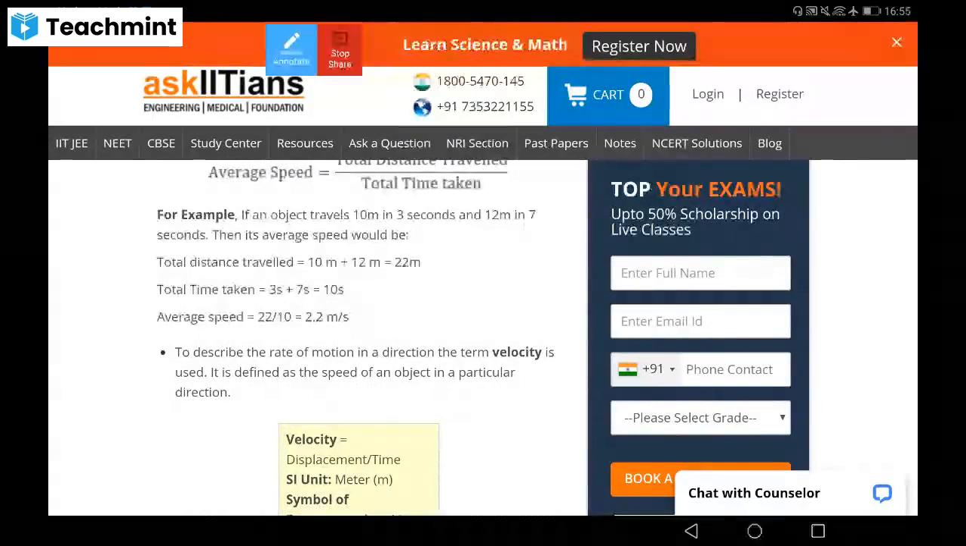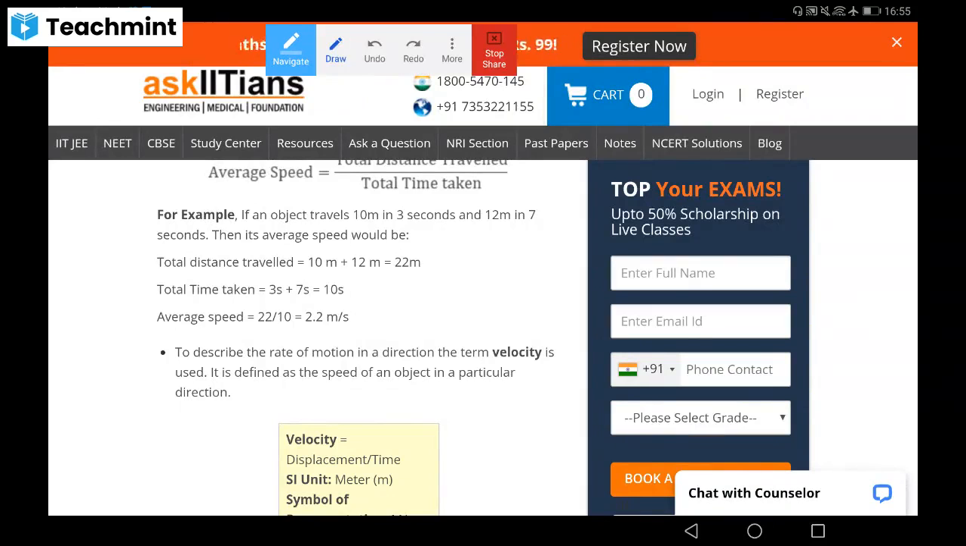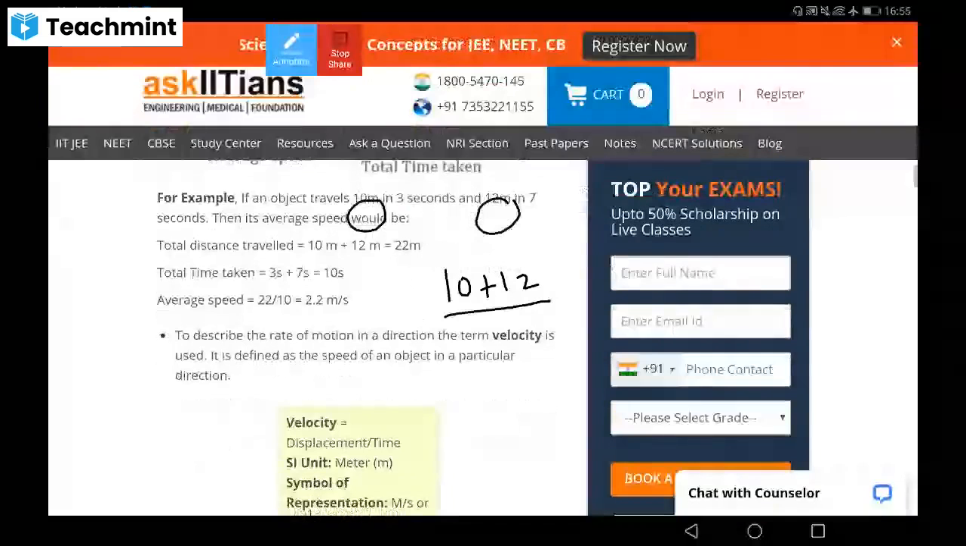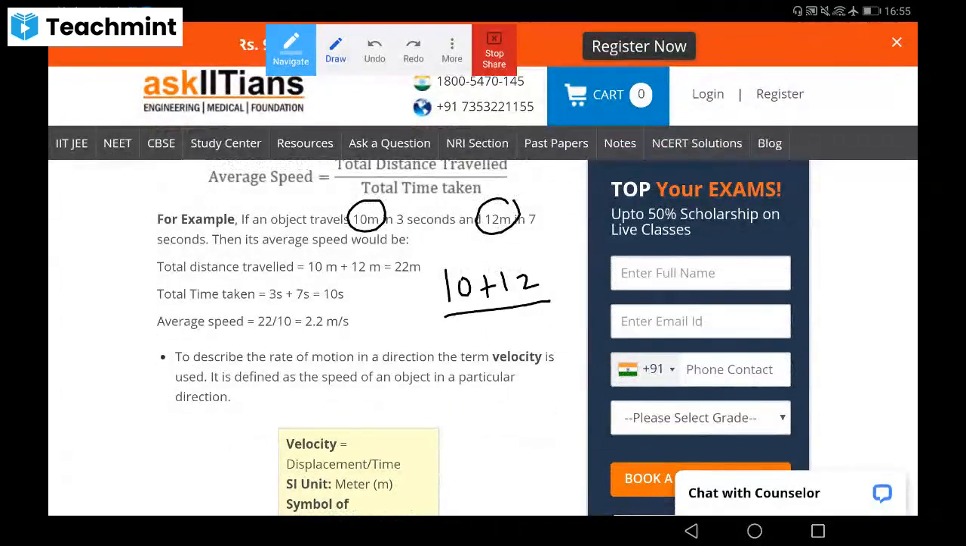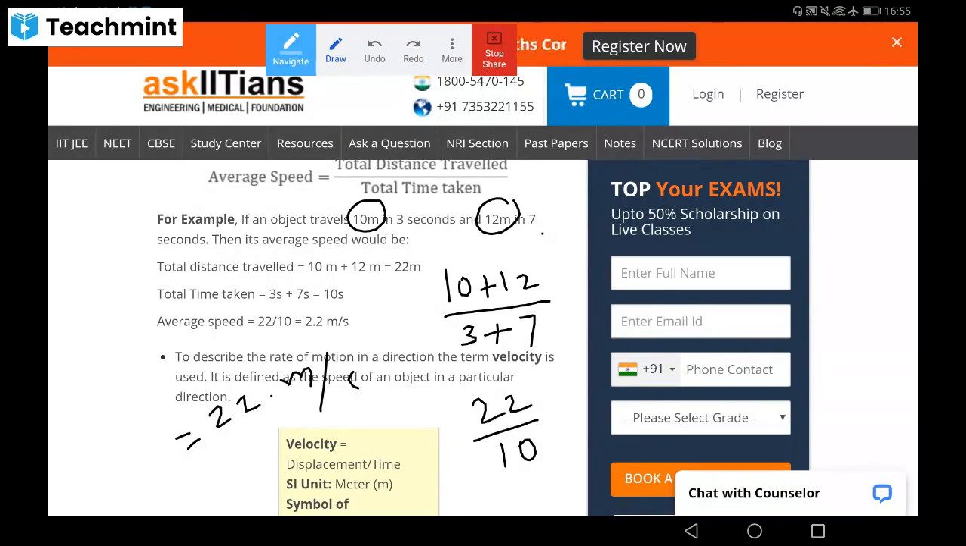If the object travels 10 meter in 3 seconds and 12 meter in 7 seconds, what is the average speed for this? So one question based on average speed is given here. See the distance, 10 meter in 3 seconds and 12 meter in 7. So 10 plus 12, that is the total distance. That's the formula, right? Total distance by total time. So total time is 7 plus 3. So that is 22 divided by 10. So it's going to be 2.2 meter per second.